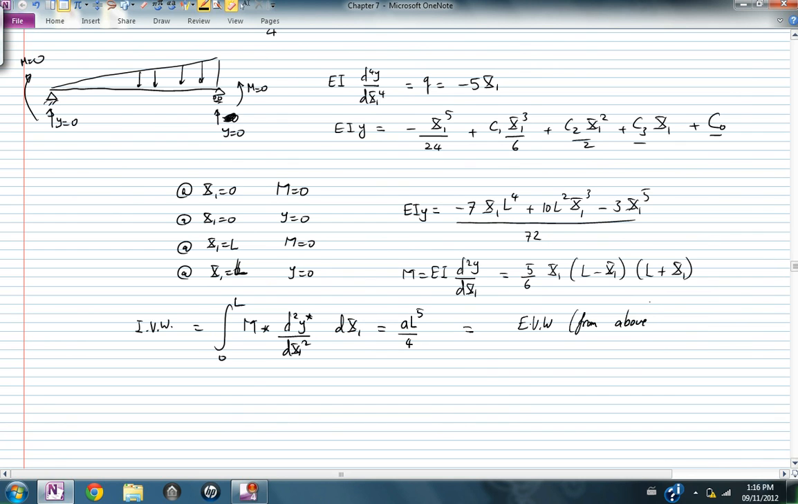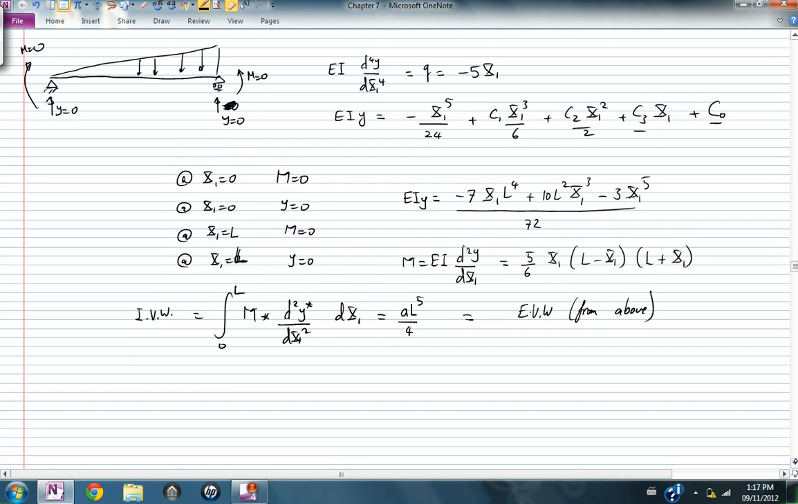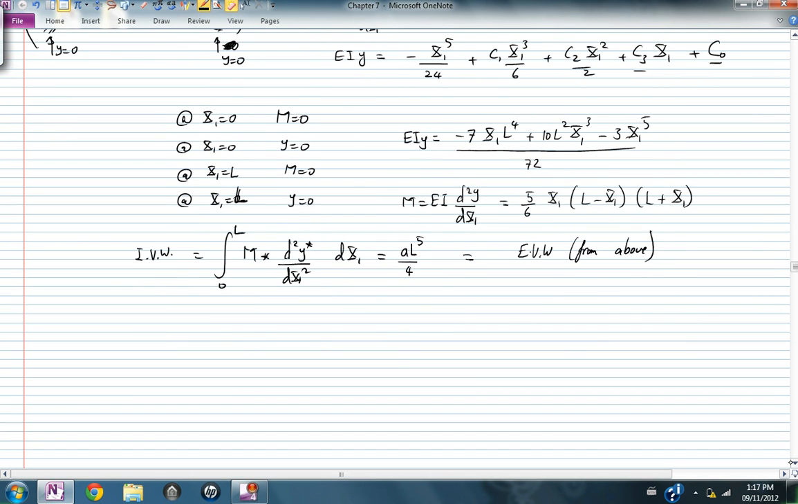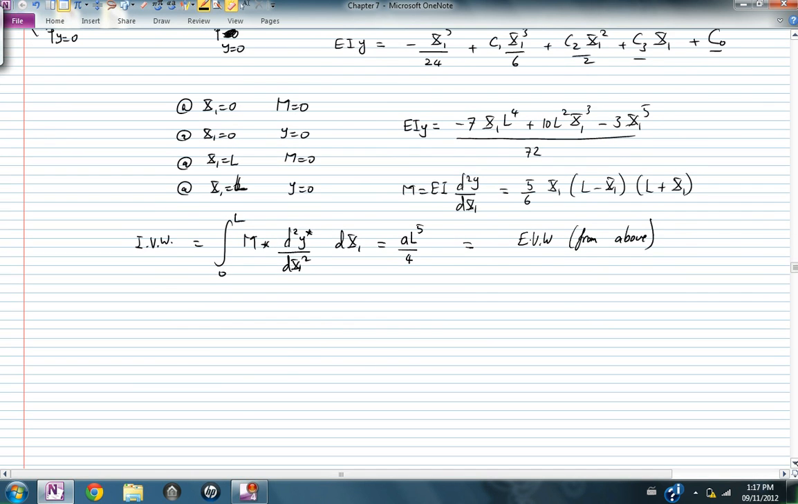In a different tutorial, I'll show you how to conduct all these integrations using Mathematica. So we're going to solve those two problems again using Mathematica, and you should practice doing this by hand and using the software as well.